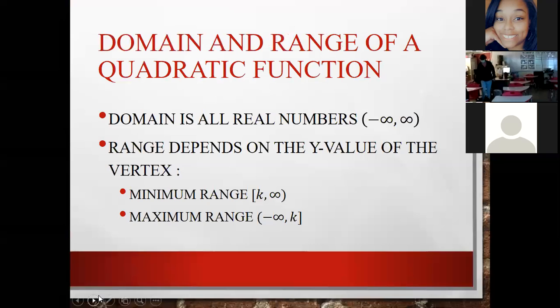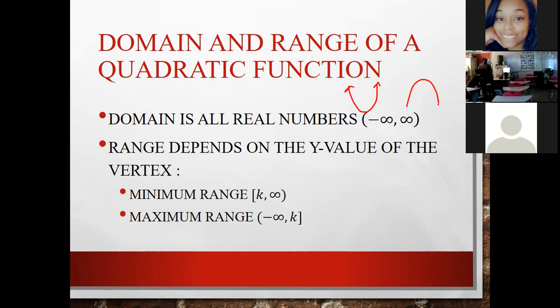The domain and range of a quadratic function. The domain is all real numbers. That's because a quadratic function goes on forever from left to right, whether it's a positive quadratic or a negative quadratic, it's going on forever from left to right, correct?